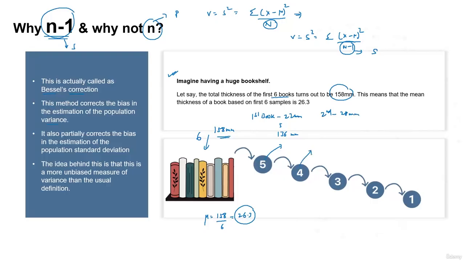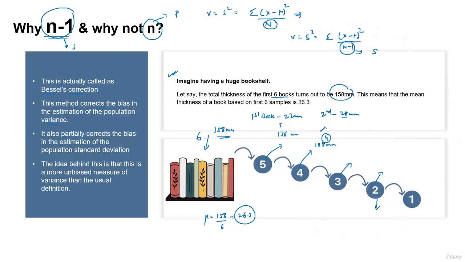Now here, what will be the total thickness left? 136 minus 28, which will be 108 mm. And now you have 4 books, and the same process goes on. By the time you measure the thickness of the 5th book individually, which is the 5th degree of freedom, you automatically know the thickness of the remaining 1 book.